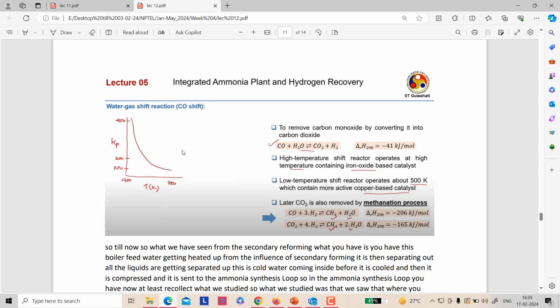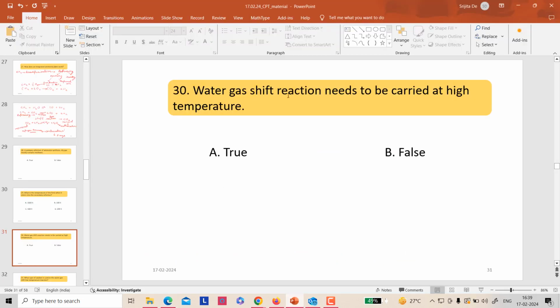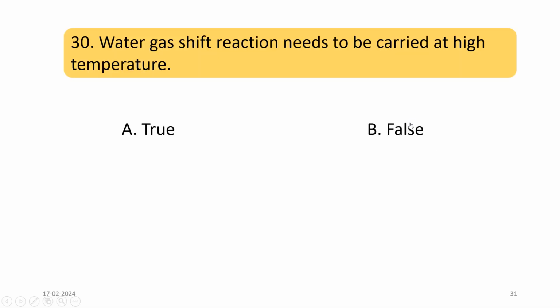So this is the water gas shift reaction temperature versus production curve. So you can see that at low temperature production is high, conversion is high, right? So that is why "water gas shift reaction needs to be carried out at high temperature" is false.